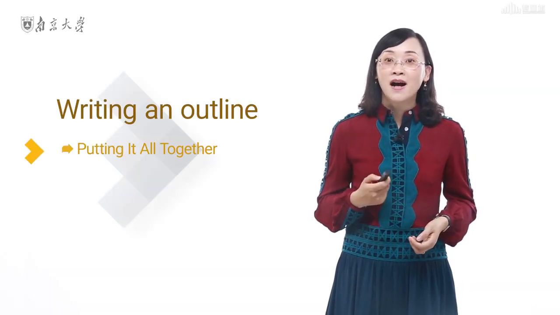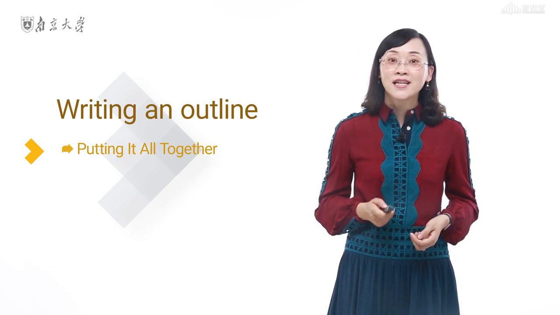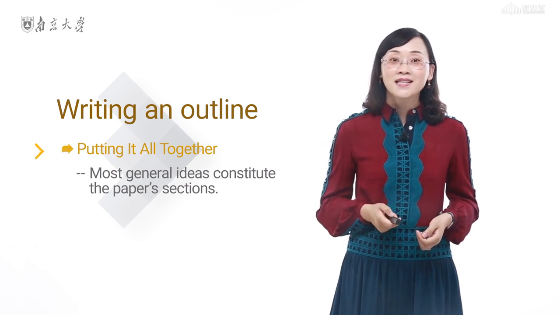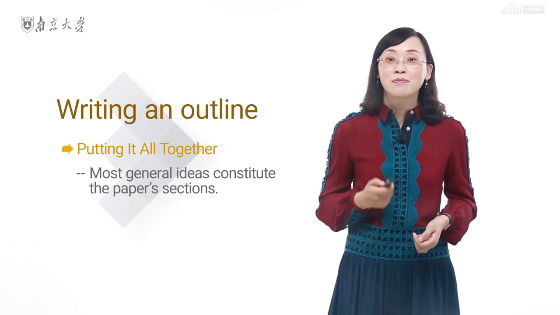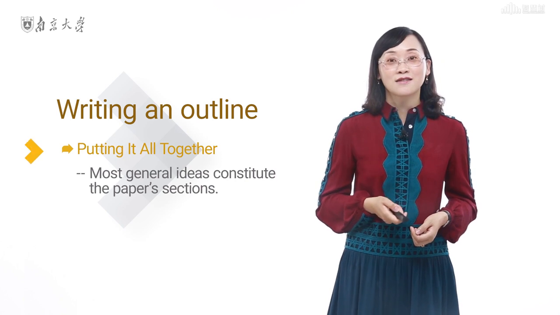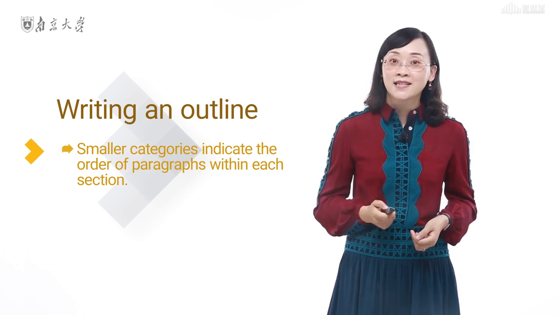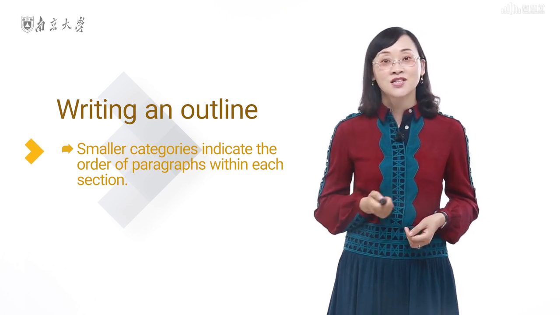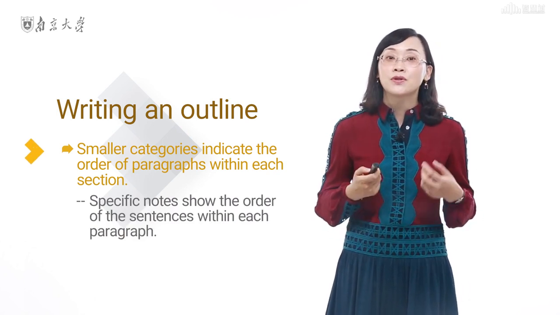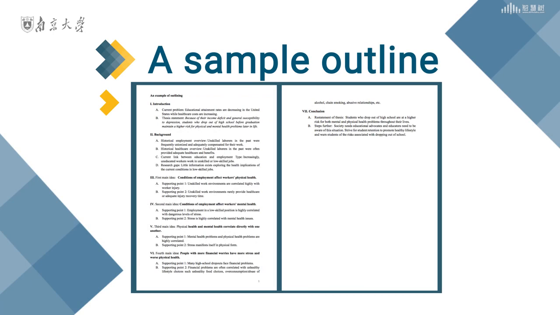Then, the third step of outlining is putting it all together. With these sentences, you have essentially constructed an outline for your research paper. The most general ideas, which you organized in your first sentence, constitute the paper's sections. They follow the order in which you placed them in your sentence. The order of the smaller categories within each larger category indicates the order of the paragraphs within each section. Finally, your last set of sentences about your specific notes should show the order of the sentences within each paragraph. An outline for the paper may look like this.